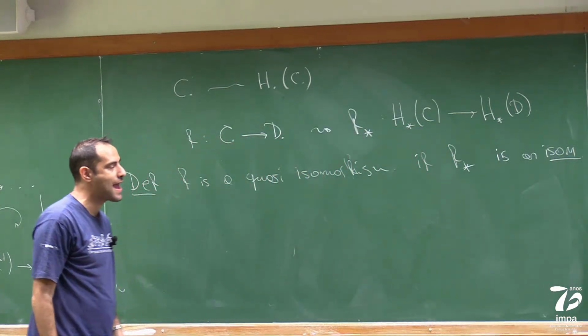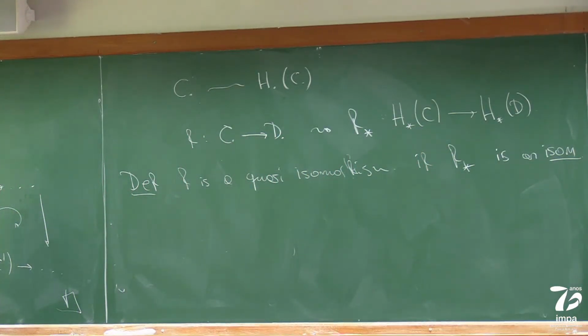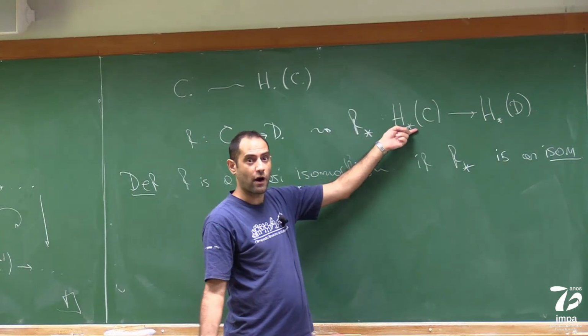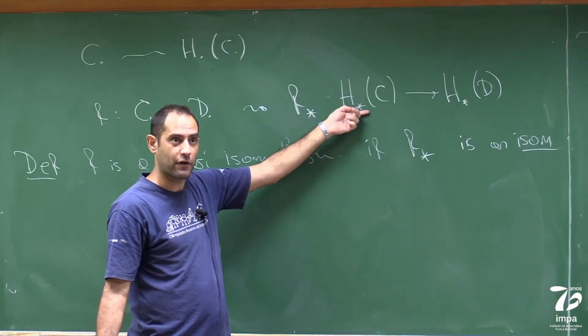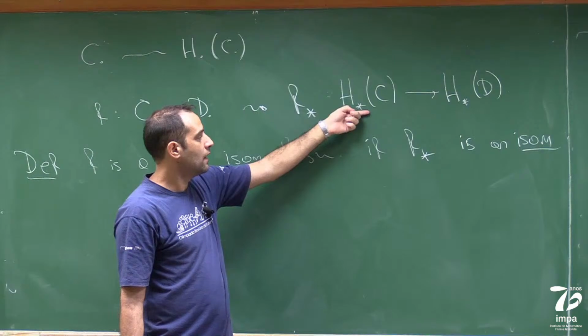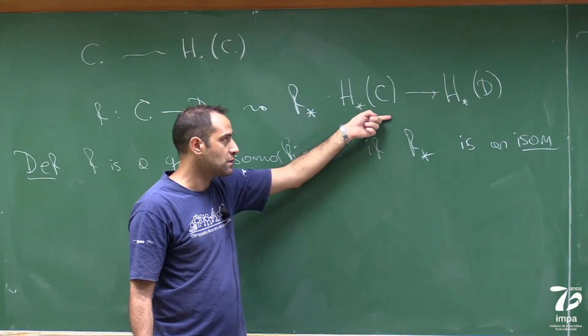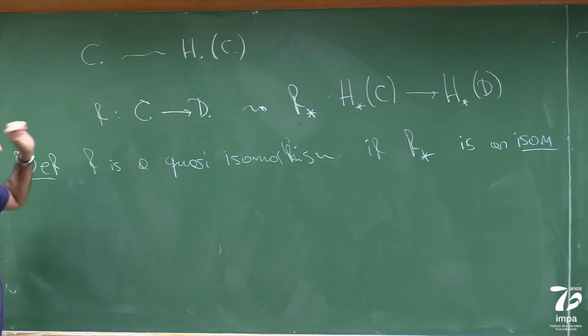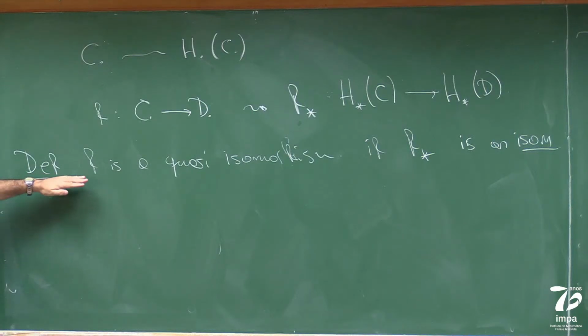So for every n, the nth homology of C is isomorphic to the nth homology of D. But not only are those two modules, these are R-modules or vector spaces or whatever category you're working in, isomorphic, but the isomorphism is induced by this F, which is a given map of complexes. That's what it means for F to be a quasi-isomorphism.